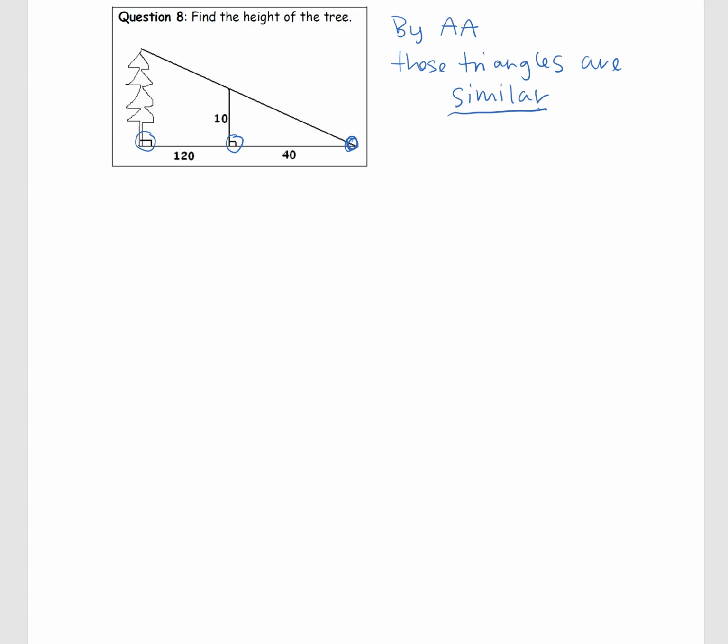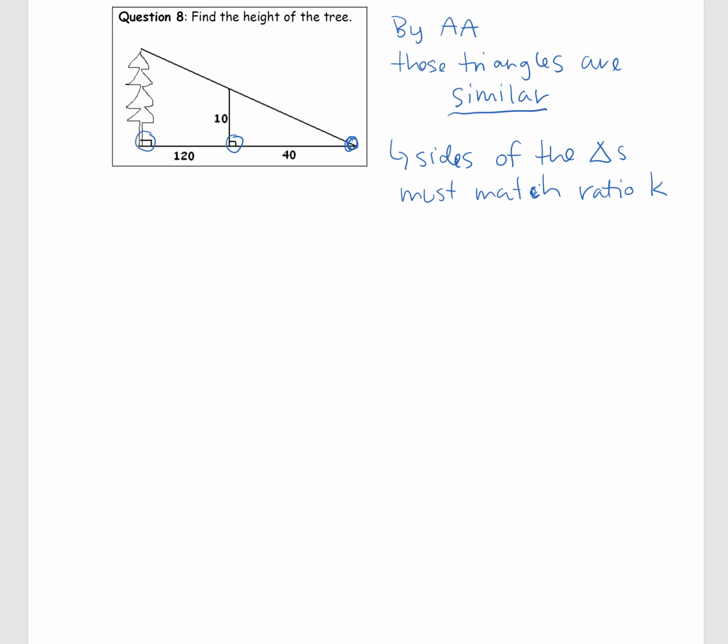Okay, so now that we know that these triangles are similar, we can be confident that the sides of the triangles must match by a ratio k. Sorry, my writing's kind of messy there.